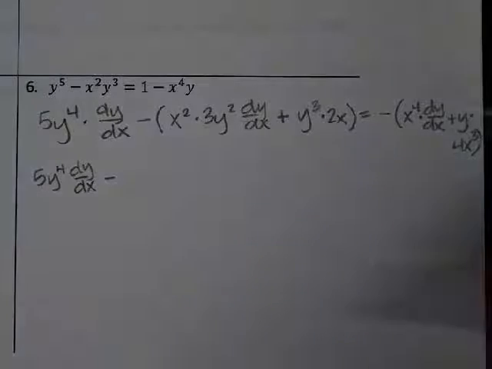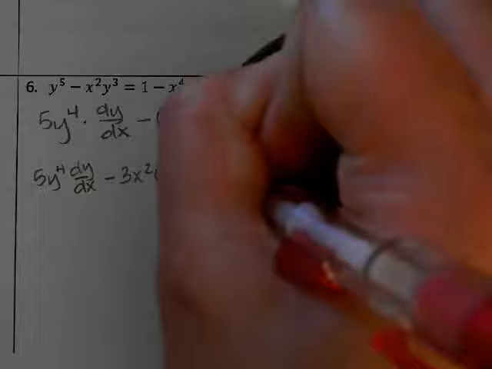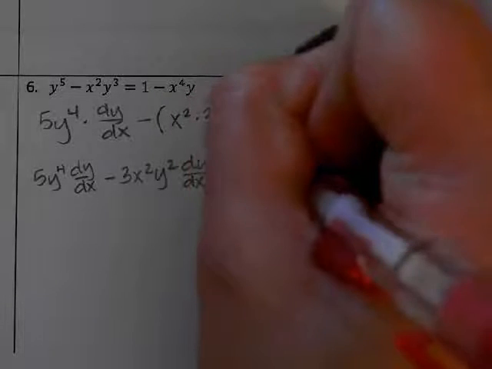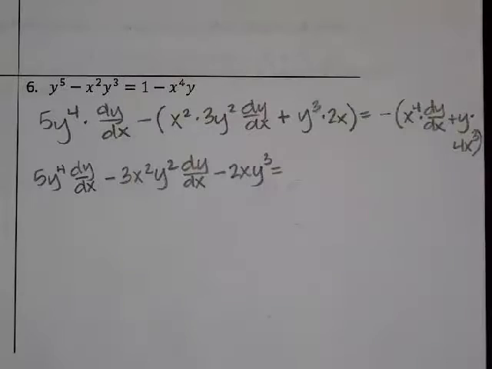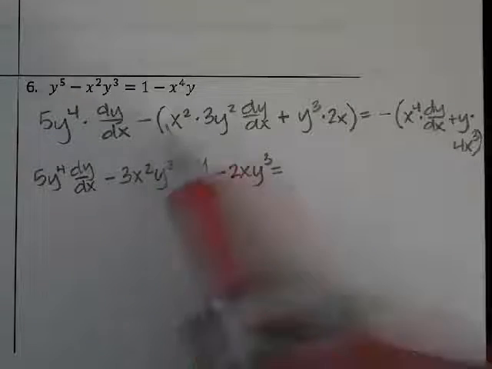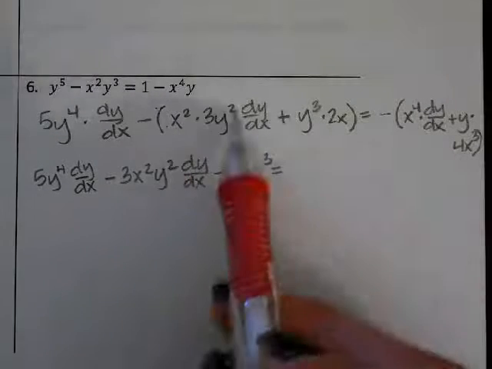5y to the fourth dy dx minus 3x squared y squared dy dx minus 2xy to the third. Are we comfortable with that? I took my coefficients and moved them to the front, and then I distributed my negative at the same time.